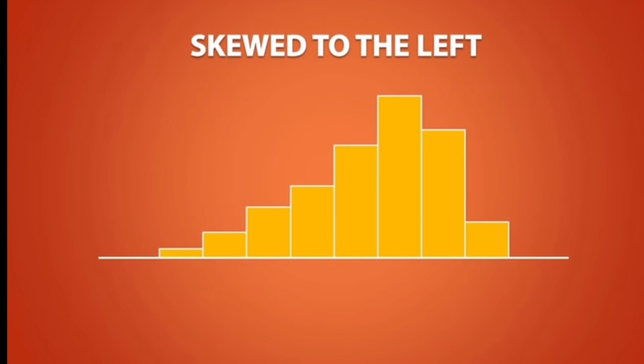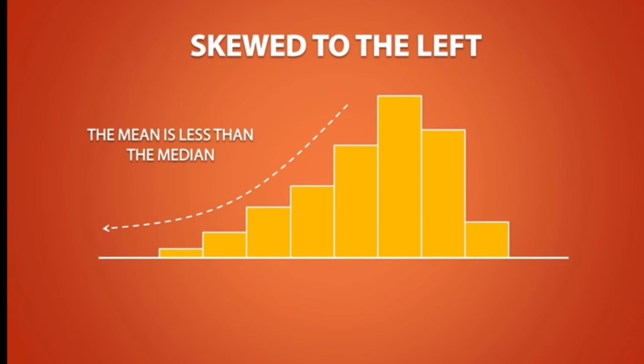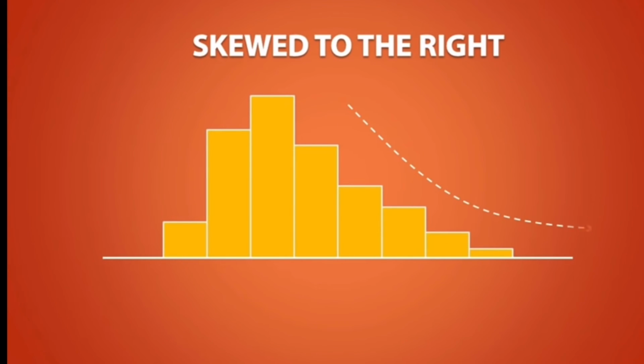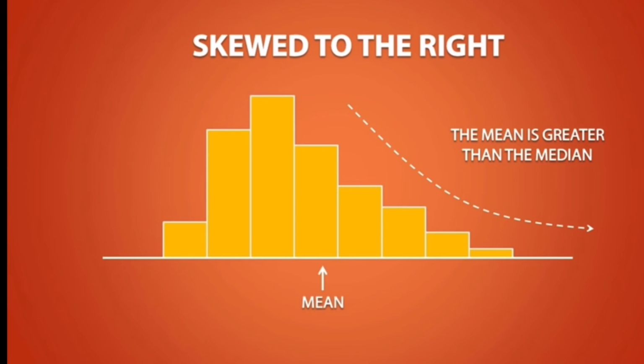So we say that if a distribution is skewed to the left, the mean is less than the median. In other words, the mean will be closer to the left side of the distribution, and the median will be closer to the right side of the distribution. In contrast, if we have a distribution that is skewed to the right, the mean is greater than the median. In other words, the mean will be closer to the right side of the distribution, and the median will be closer to the left side of the distribution.